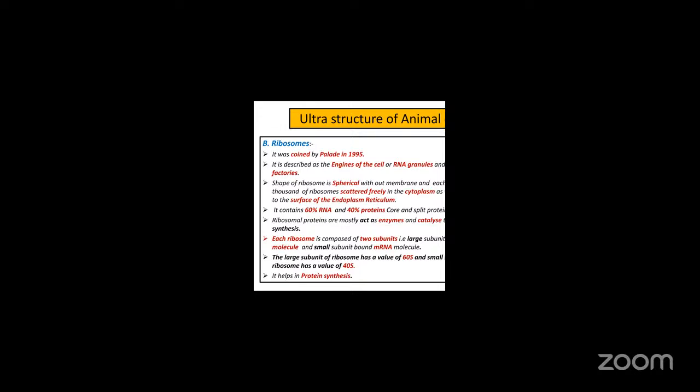And since they consist of proteins, ribosomal proteins, they act as enzymes and catalyze the protein synthesis. It consists of two subunits. One is called the larger subunit and the other one the smaller subunit. The larger subunit is 60S and the smaller subunit is 40S. The 60S larger subunit is bound with the transfer RNA molecule, whereas the smaller subunit is bound with the messenger RNA molecule. So this is about the ribosomes.